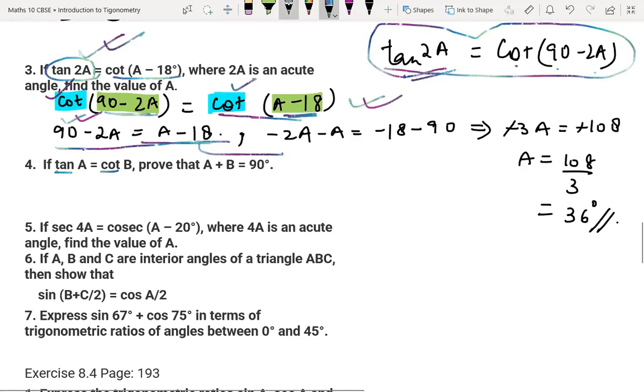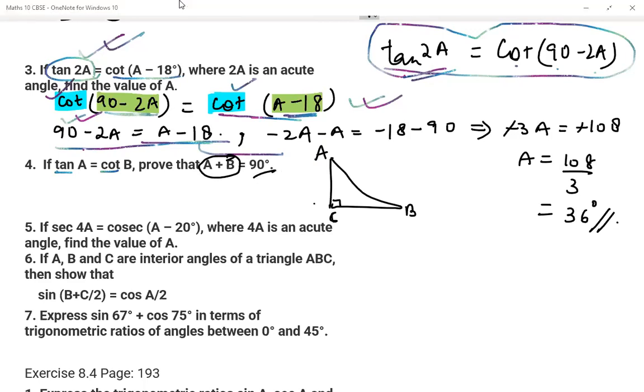So for this, just draw a better one, a 90 degree triangle. So this is A, this is B, and this is C. Don't write this is B, because A and B both sum is equal to 90 degrees. It means both are acute angles. A plus B is equal to 90 degrees. It means both are acute angles. Okay, children.